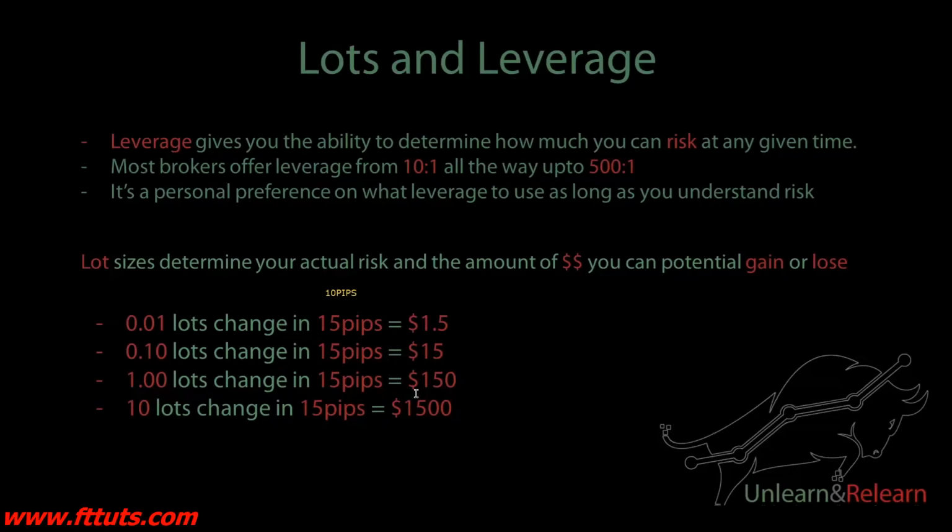So let's say you have a $1,000 account, right? You have a $1,000 account and you're using a 1 lot on a $1,000 account. Would it really make sense for you to use a 1 lot? Because if price moves by 10 pips and you lose $100 on a $1,000 account, you've lost 10%. That makes no sense at all.